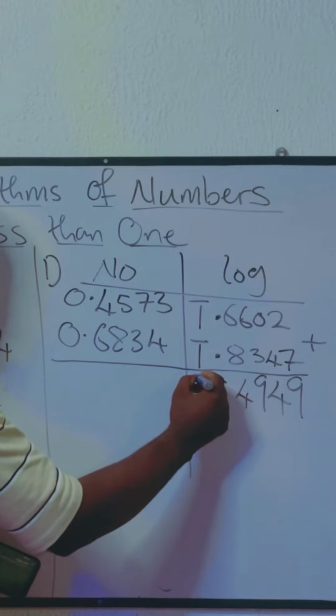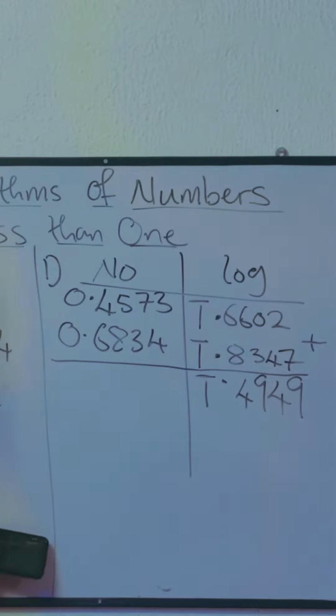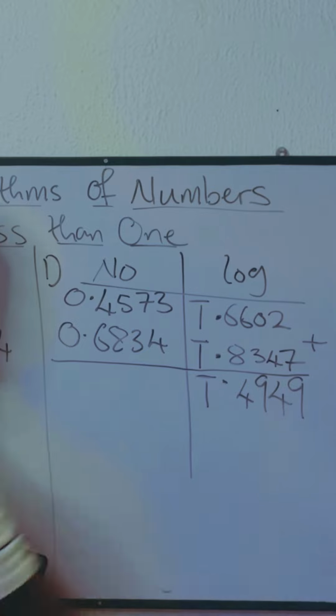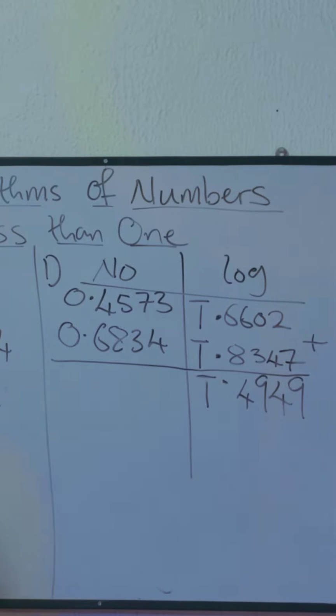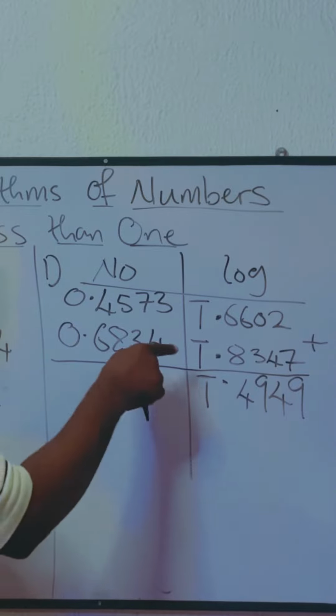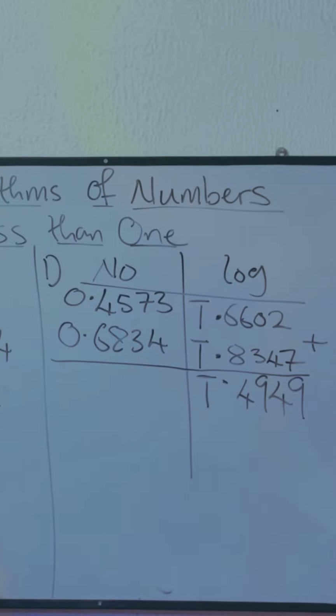Minus 1. So we have our minus 1. So this thing called bar 1 is actually negative 1. But remember, this negative affects only the characteristic. It doesn't affect the mantissa. So now, this is the result of your addition, but that's not the final answer. The final answer would now be when you find the anti-log of this one, the anti-logarithm of this one.